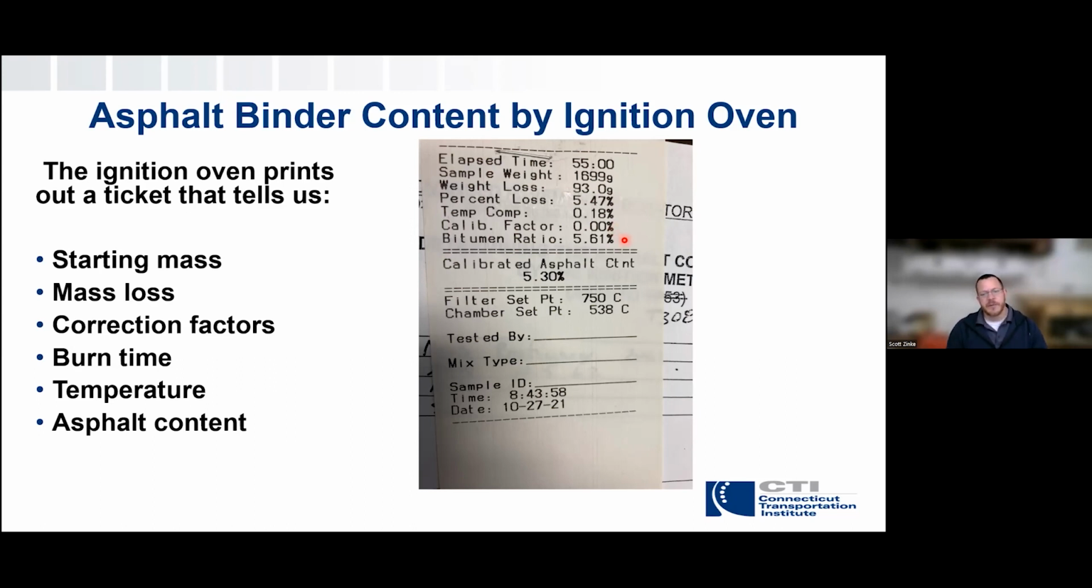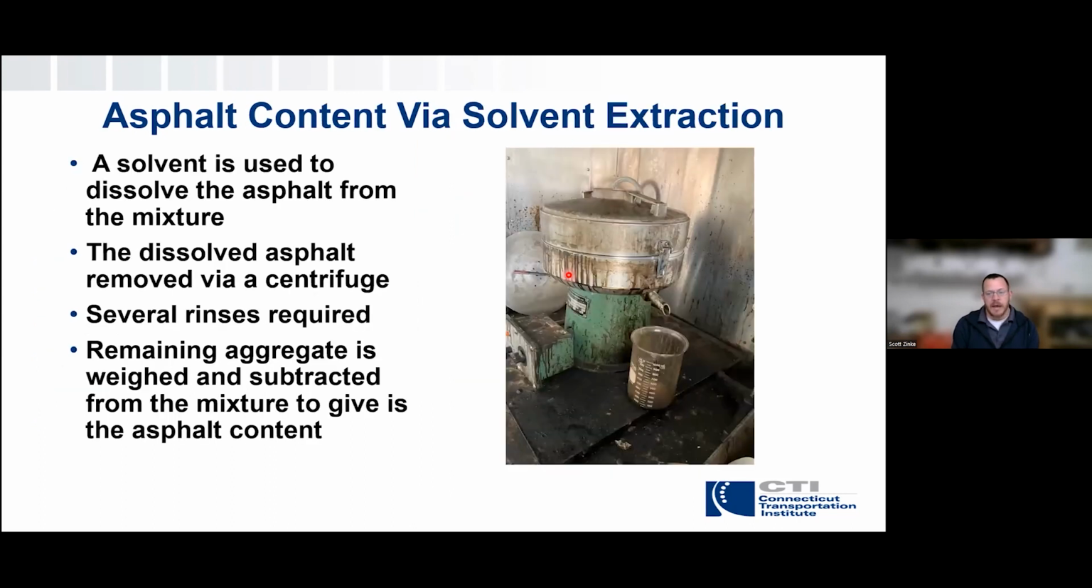And so then you have the bitumen ratio, and then the calibrated asphalt content down below is simply all of those numbers with all of the calibration factors and correction factors applied. So in this case, we ended up with a calibrated asphalt content, after everything was all said and done, of 5.30%. Okay. All right. So that is extraction for asphalt content via ignition oven.